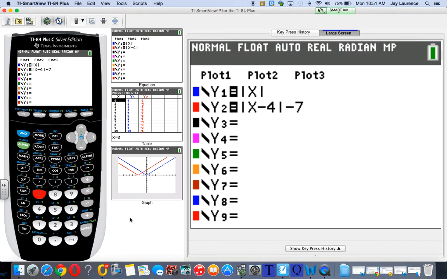All right, so what's going to happen when I do this? Well, I think this is going to move the vertex down 7, right? And if adding moved it to the left, maybe this will move it to the right. So the vertex will move right 4 and down 7. That's my prediction. Let's see.